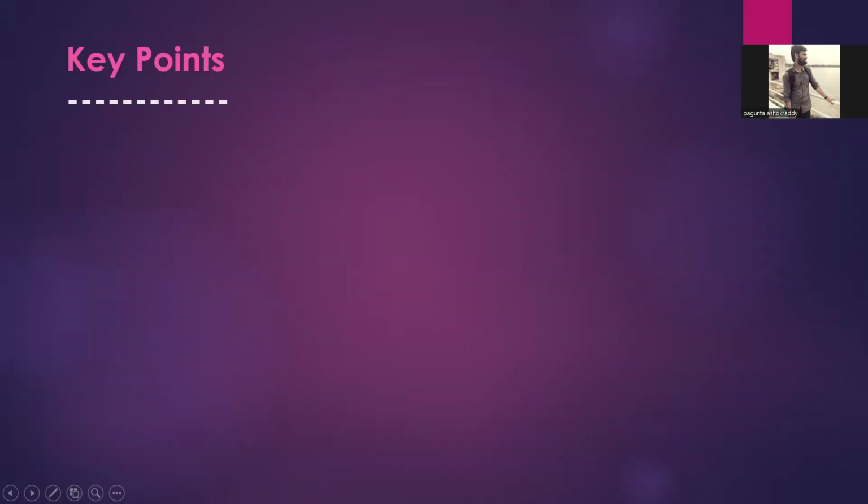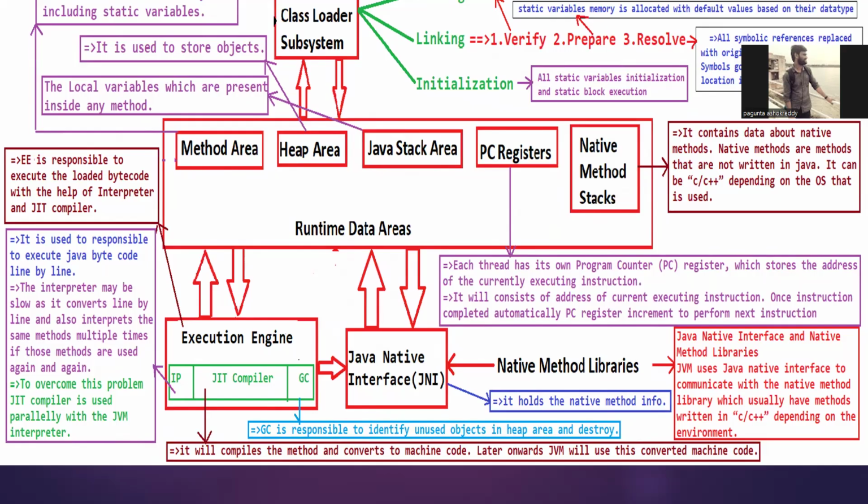Now, what is the key point? I already explained clearly. Can we revise now? What is the use of the class loader first? I'm going to revise again. Please keep in your mind: whenever a .class file is loaded into the JVM, into the class loader subsystem, it will verify.